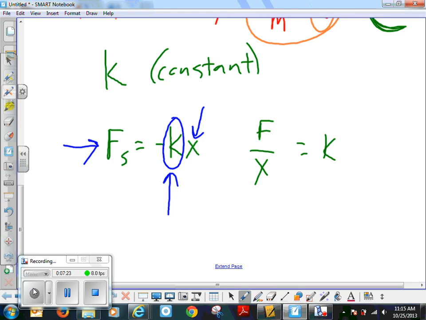Now, how did they come up with a K? Well, I'll tell you how. They did what you guys did with many different springs. And they saw that these constants are, first of all, regular. There's a regular slope. And second of all, they are dependent upon the strength of the spring. So this is called Hooke's law. Hooke's law is that the force of the spring is negative kx.